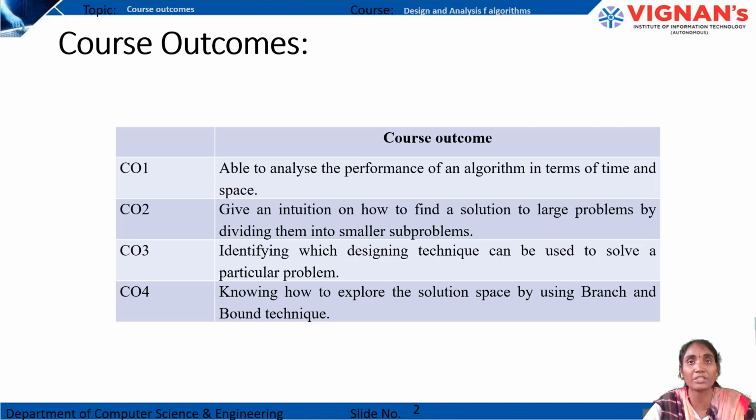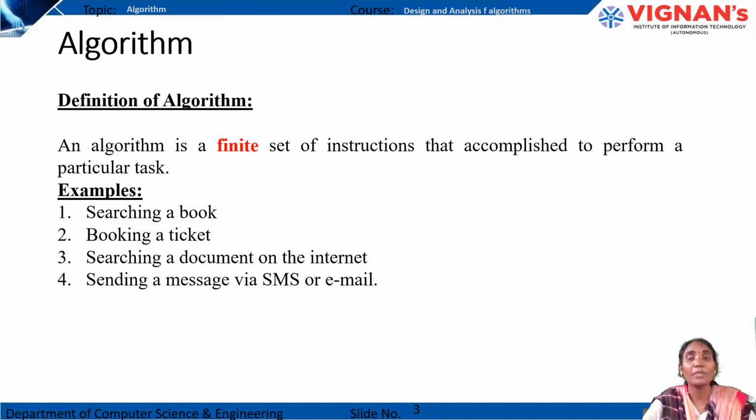The branch and bound concept is going to be covered in the last unit. Now basically, as I said, my course has 3 words: design, analysis and algorithm. So what is an algorithm? An algorithm is basically a finite set of instructions to perform a particular task. Finite means countable, a countable set of instructions to perform a specific task.